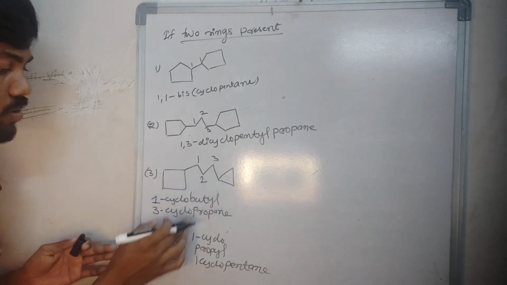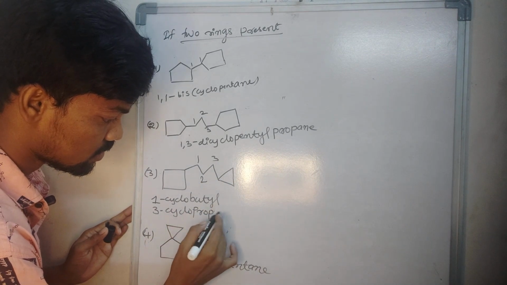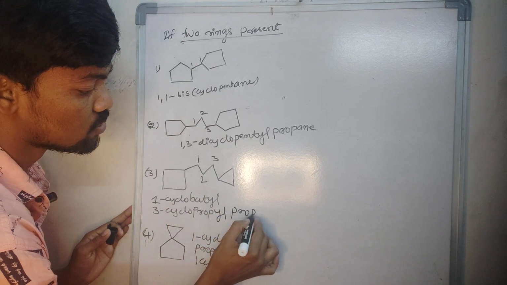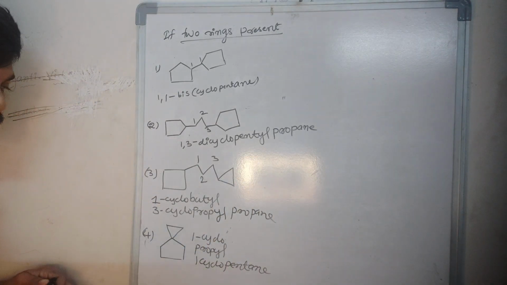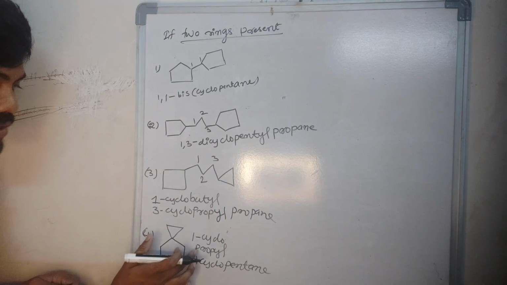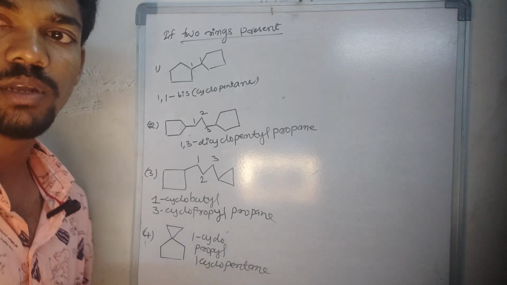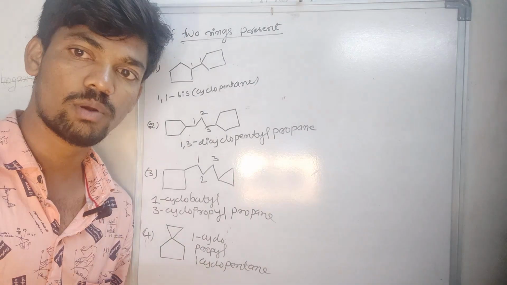3-cyclopropyl. In total, how many are there? Propane is there. So this is the answer for this one. How can you identify this one? 1-cyclopropyl, 1-cyclopentane, over. This is the naming. How to name it, okay, you are getting my point.